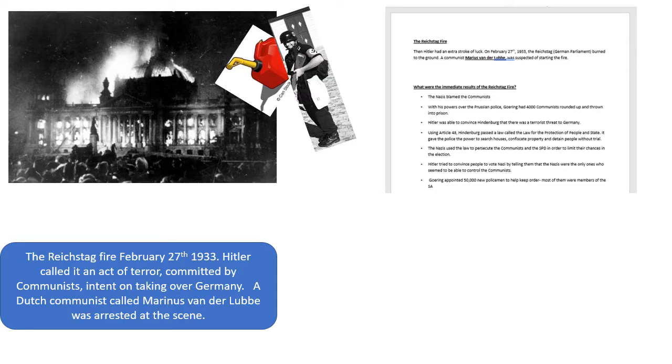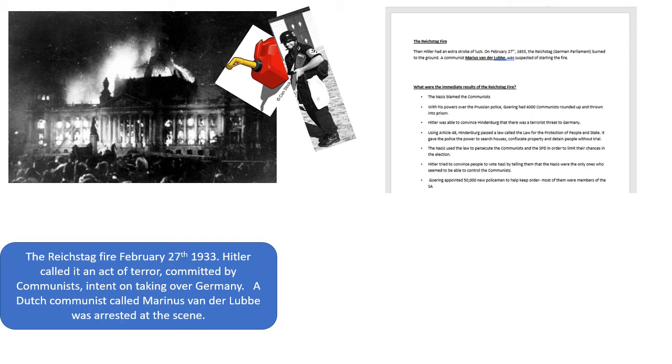Okay, so let's continue our story of how Hitler becomes dictator. Remember, he's planned an election for March 1933. He needs a two-thirds majority. Hitler actually has a stroke of luck. There is a fire, the Reichstag fire. It happens on February the 27th. The German parliament burns to the ground.